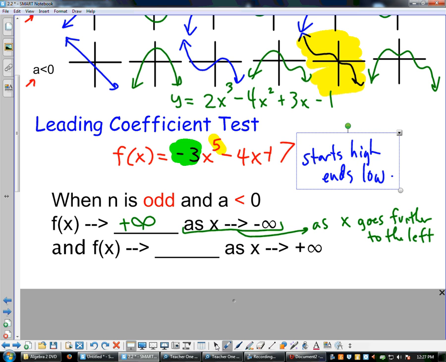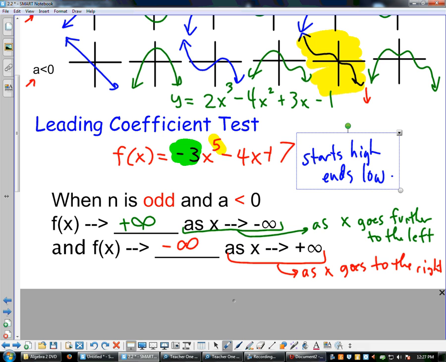Then f of x approaches what as x approaches positive infinity? That means as x goes where? As x goes to the right, what's happening to the function? As x goes to the right, where's the function going? It's heading down, down, down, right here. So we're going to say f of x approaches negative infinity as x approaches positive infinity. Are we okay with this?